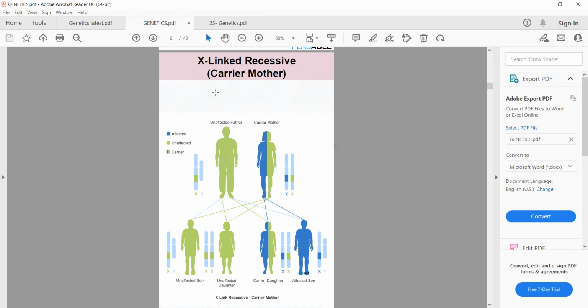So, X-linked recessive, carrier mother. Now X-linked and recessive mean two genes are required to cause a disease, is that right? Yes, the mother is a carrier. From this information, we can say that the mother is a carrier and the disease is X-linked. Carrier means the mother has one normal X chromosome and one abnormal X chromosome.